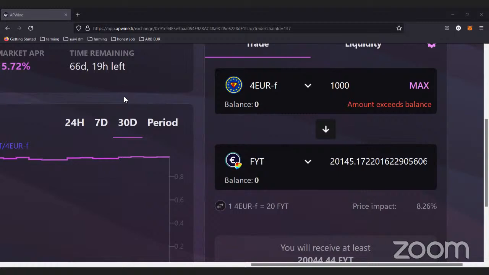So it's, yeah, sorry, it will be 1,007 euros. So you can sell 1,000 euros of 4Euro to buy 1,007 euros worth of future yield token, which means that you will make 7 euros out of your investment.